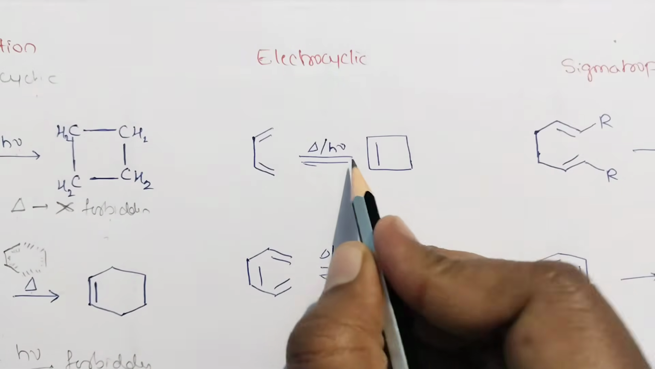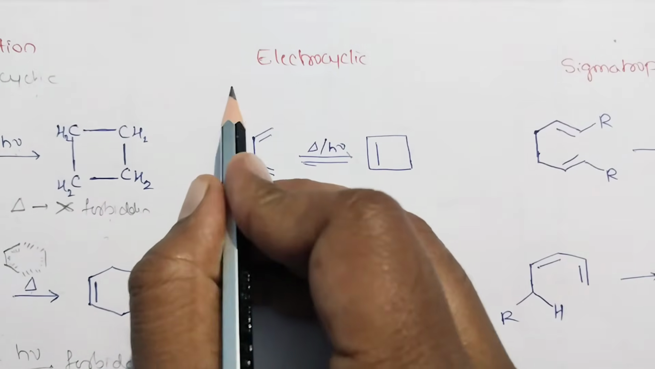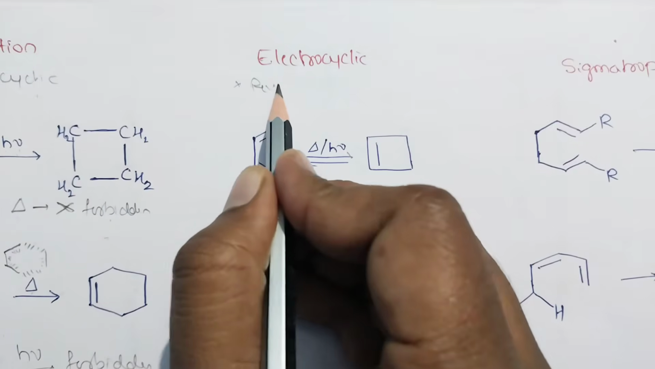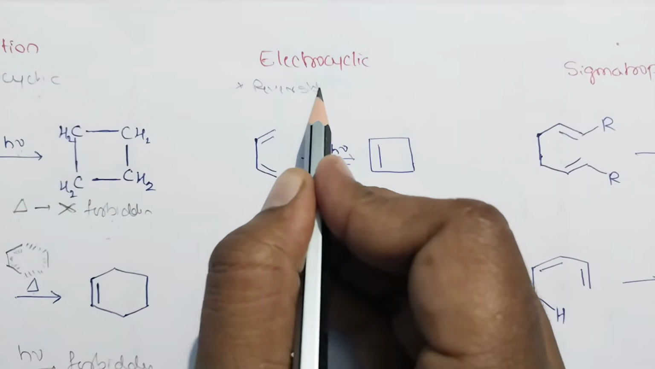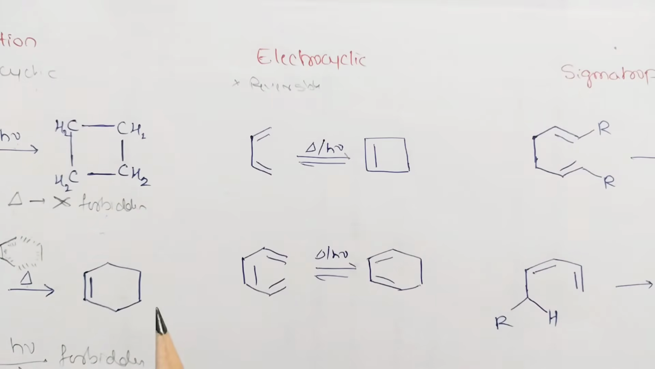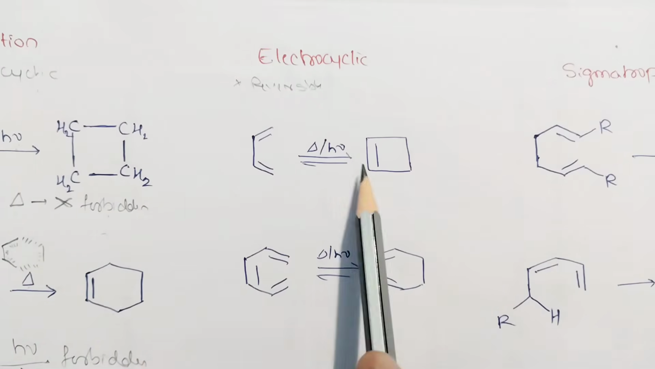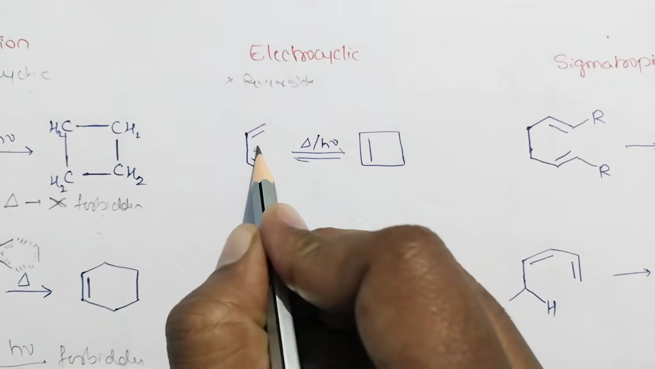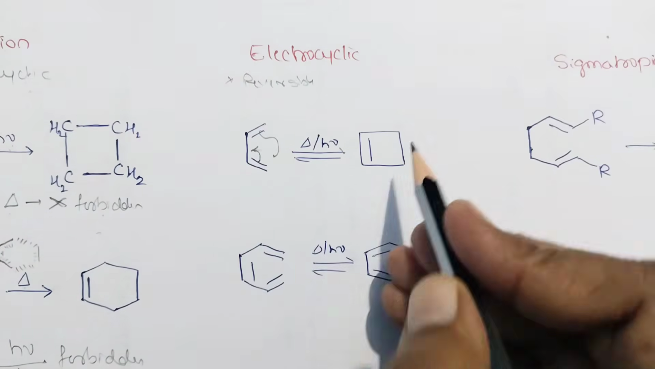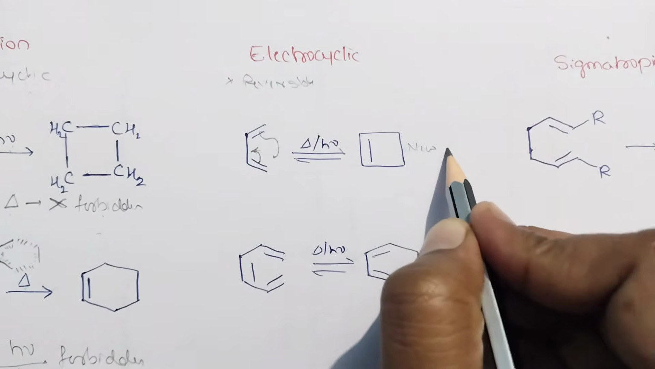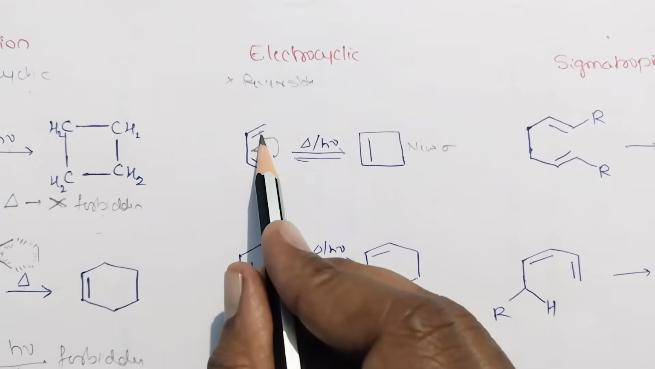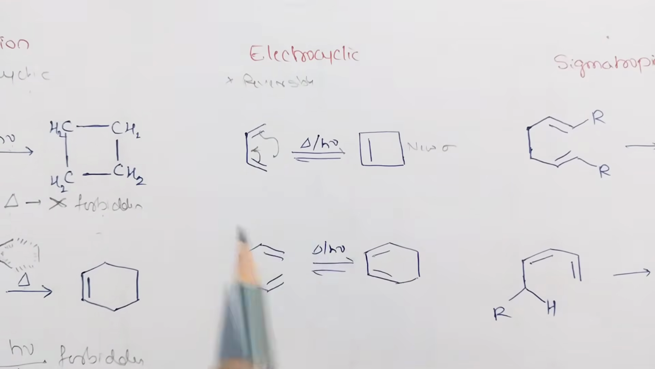Next type is electrocyclic reaction. Electrocyclic reactions are reversible reactions. When the molecule has conjugated double bonds, cyclization takes place to form the cyclic compound. Here the consumption of one pi bond takes place, and this is the new sigma bond.